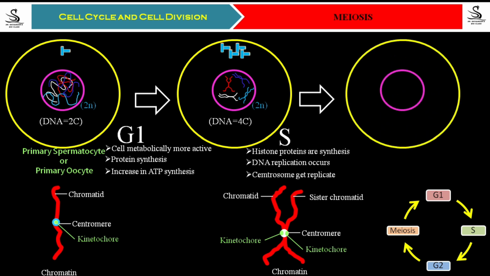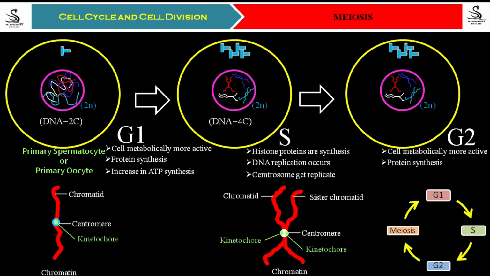Now we'll take up the G2 phase. What are the changes during the G2 phase, students? There are no absolute changes. The cell will only prepare, something which already happened during the G1 phase. The same things are repeated here. You can observe the centrosomes are there. The cell is metabolically more active by this time, protein synthesis occurs, and an increase in ATP synthesis also takes place.